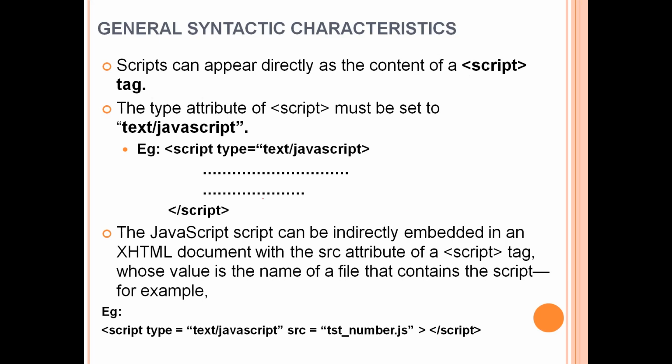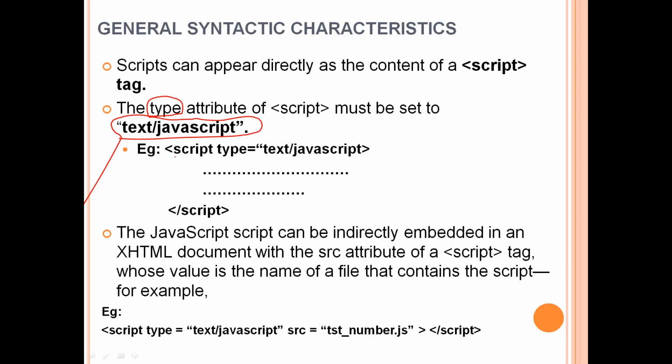and the script tag may have an attribute. The attribute is the type attribute, and this should be set to text/javascript. If we have to include JavaScript inside an HTML document, we have to use the script tag and an attribute of the tag, type. The value for this type should be text/javascript.